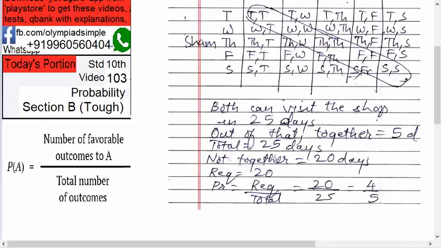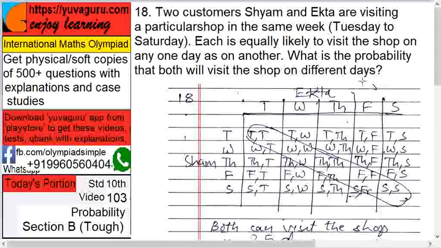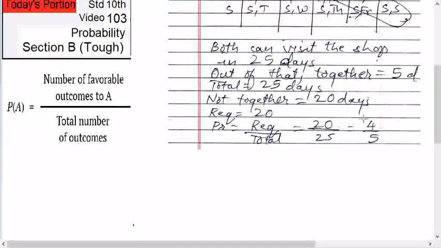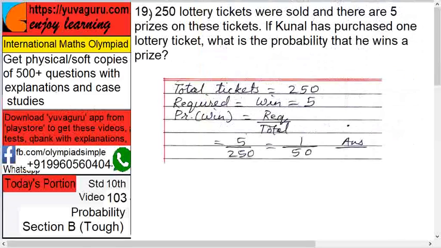So not together means what? 25 minus 5, right? Together is 5, so not together is 25 minus 5, 20. So required is what? Not together, because we want different days, right? So 20 upon 25, 4 by 5 is the answer.